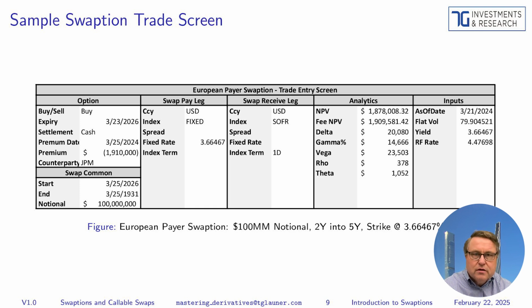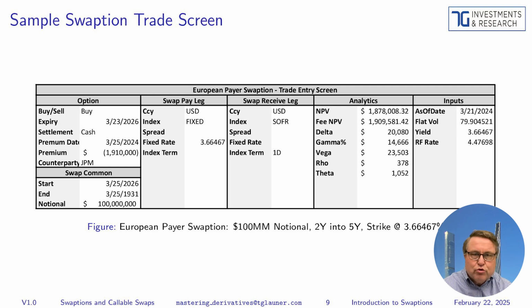The pay leg, the underlying of the option, is a payer swap, meaning I pay a fixed rate of 3.66467% while receiving SOFR. Looking at the analytics of the swaption in the 4th column, the deal is valued at $1.878 million. The fee, which represents the net present value of the premium, discounted slightly because it's paid in the future, is $1.909 million. This is slightly higher than the NPV as JP Morgan takes a margin.